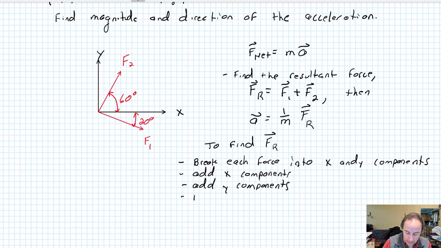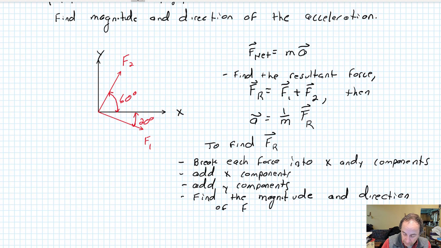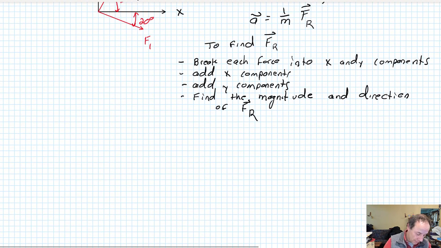And if it was 3D, you'd be adding the z components also. And then you find the magnitude and direction of F_R. And then once you have that, you can go back up and find the acceleration. That part's easy. Okay, so start with step 1. We're going to start with F1.